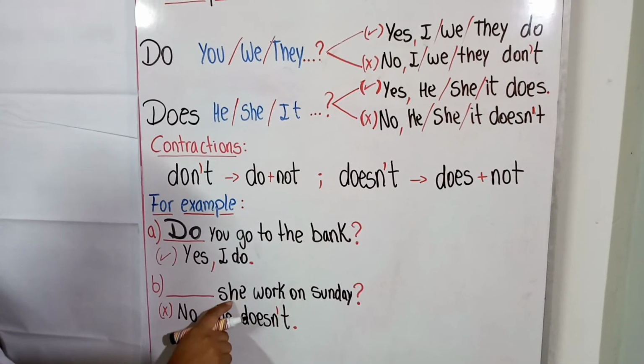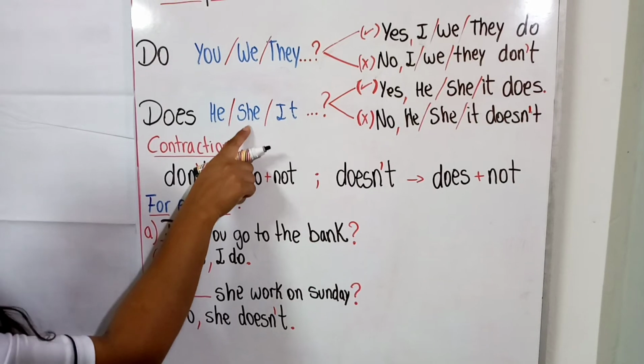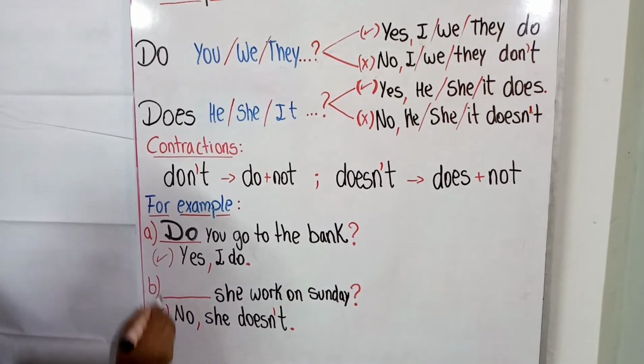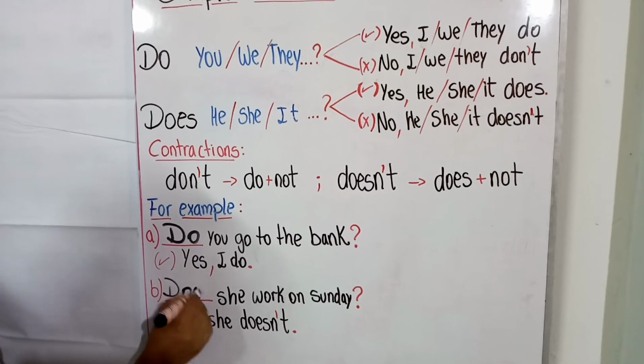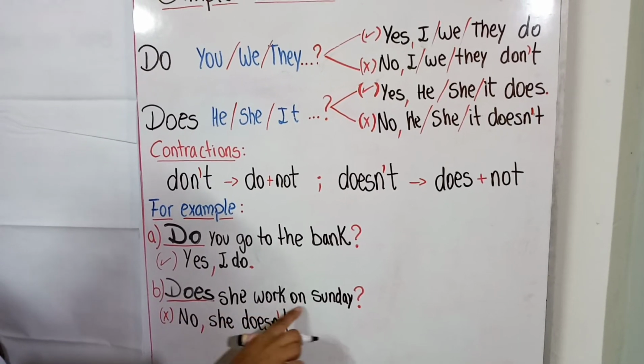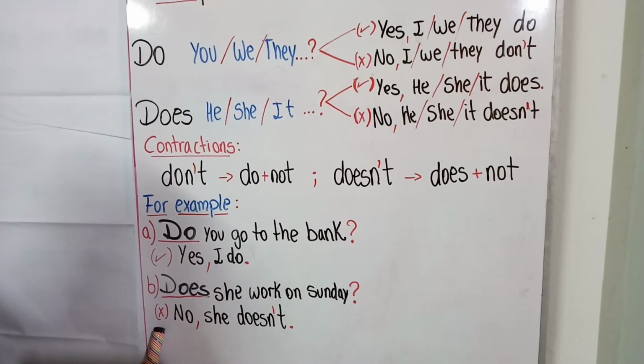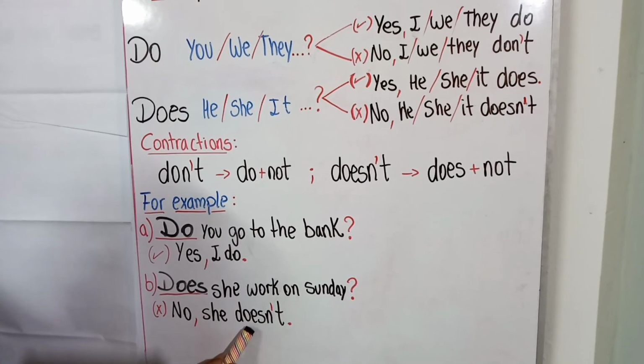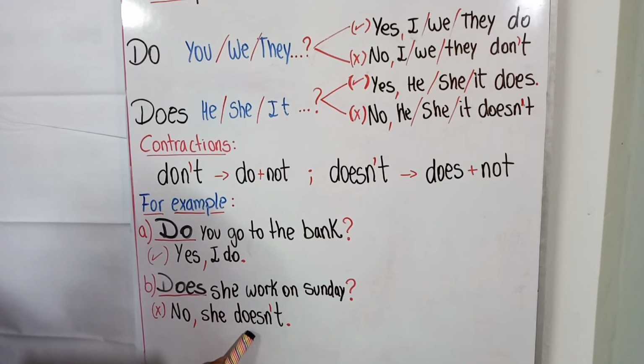What about letter B? Here we have she. She is here. She, I have to complete with does. Does she work on Sunday? And the answer is negative. So no, she, and the negative of does, doesn't.